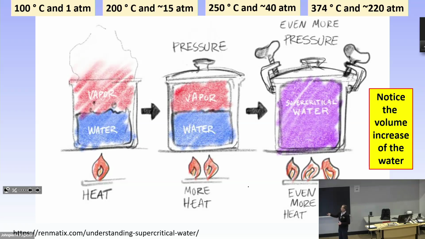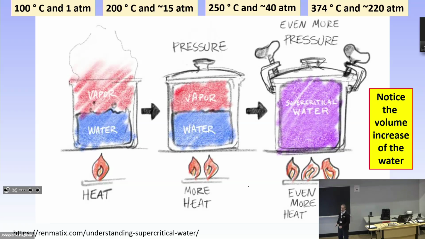So if you take water and heat it, you boil it, you get vapor coming out. If you put a lid on it and you hold it in, then because you build up pressure, you retain liquid water and you have a vapor phase above it. And if you keep going, eventually you reach a supercritical regime.